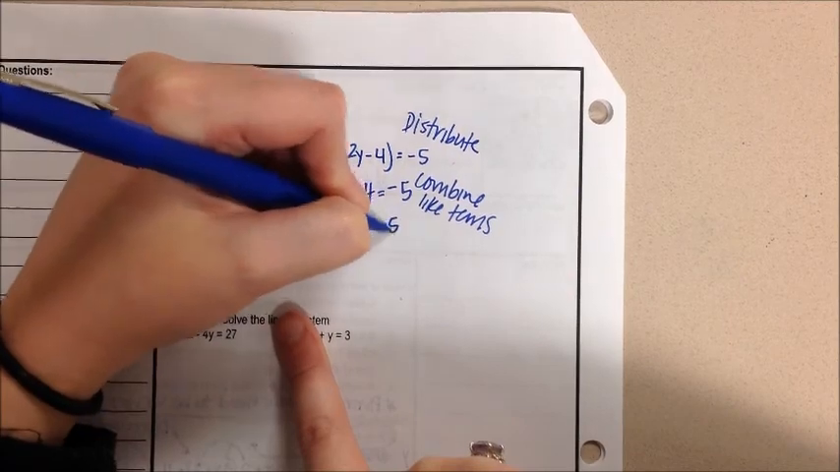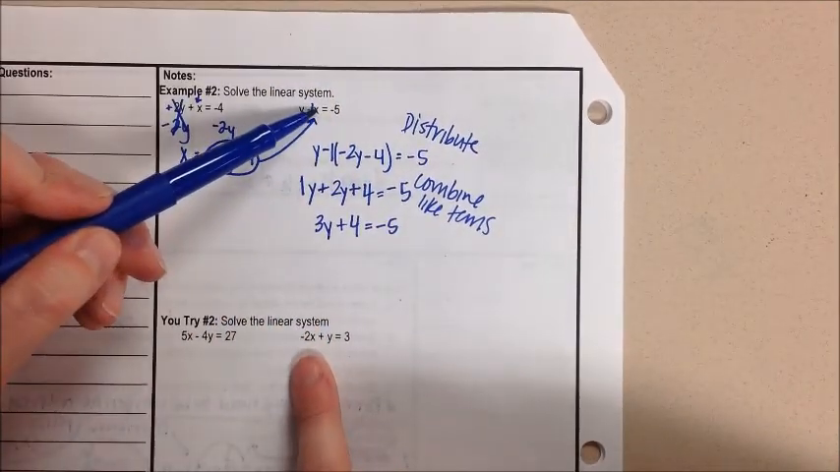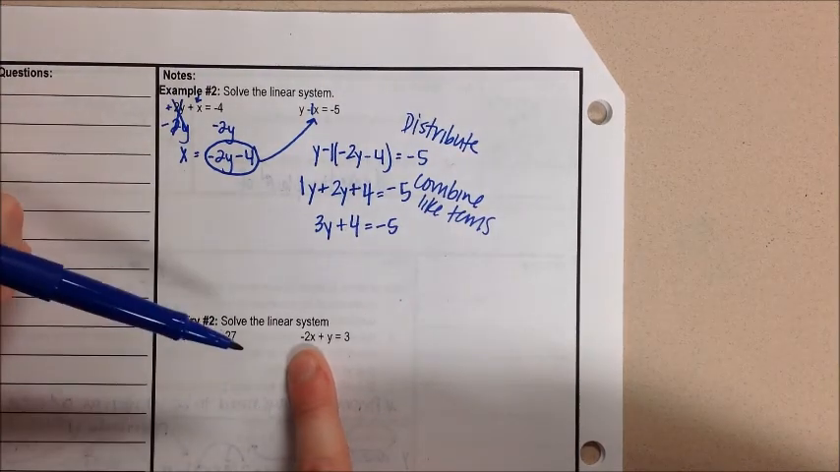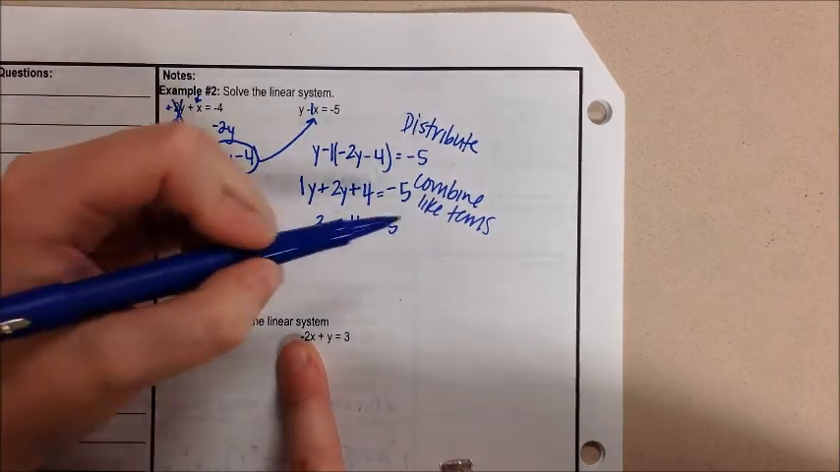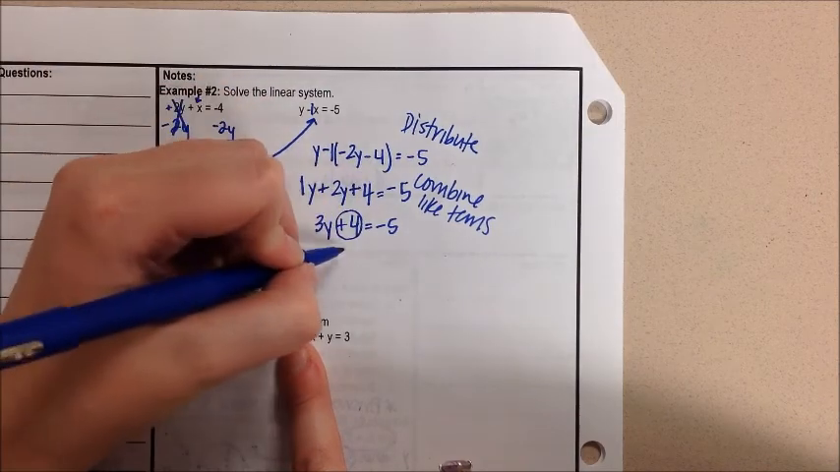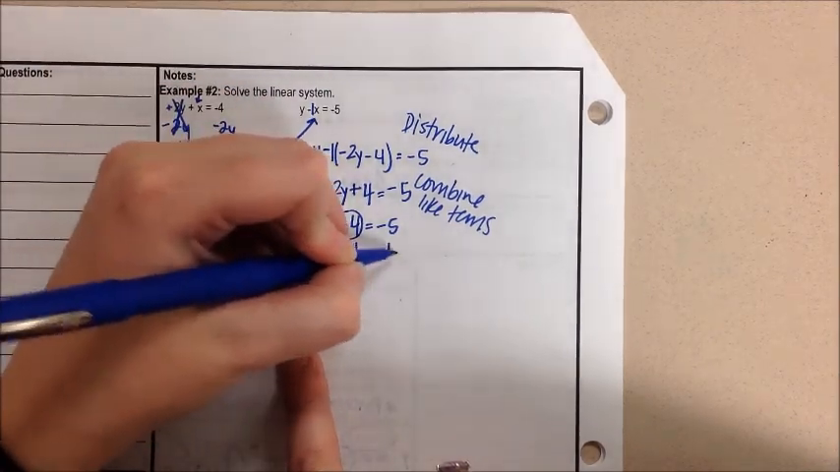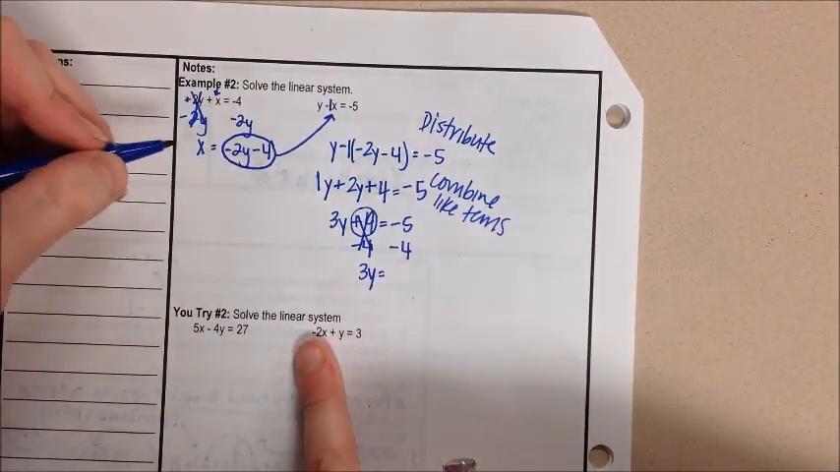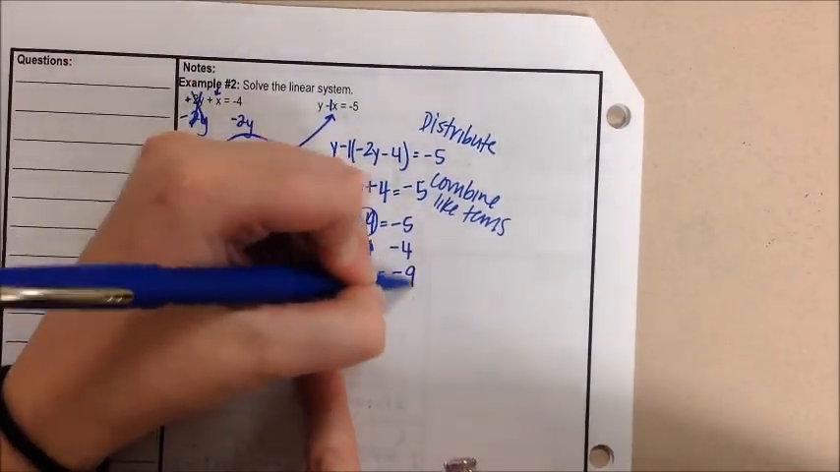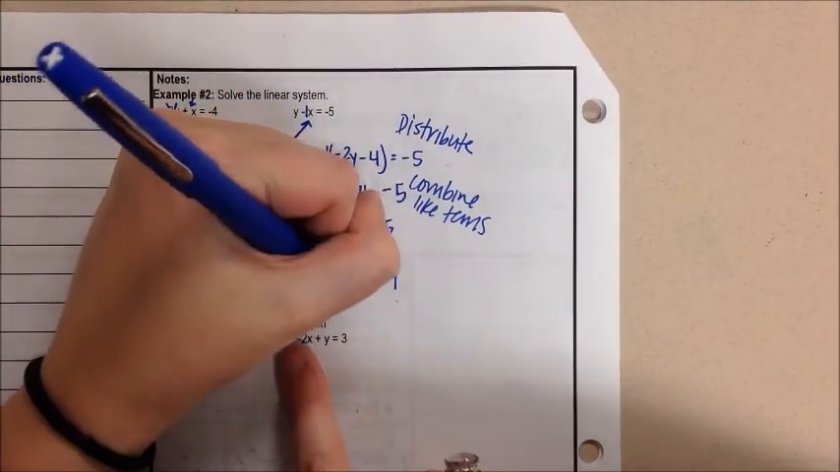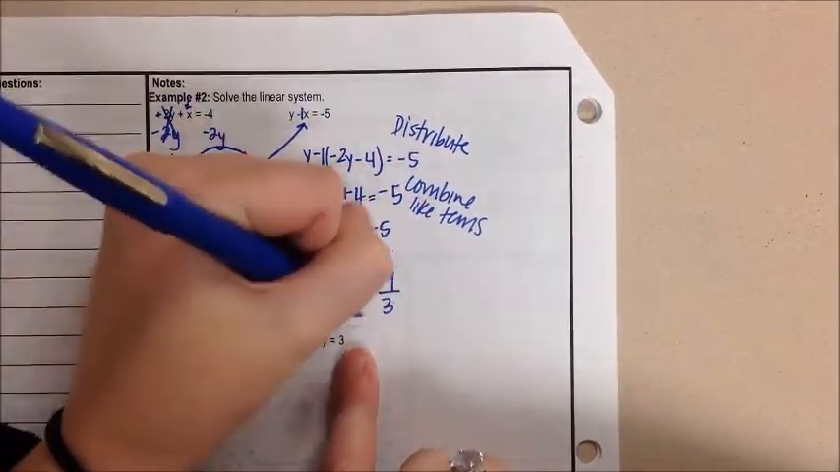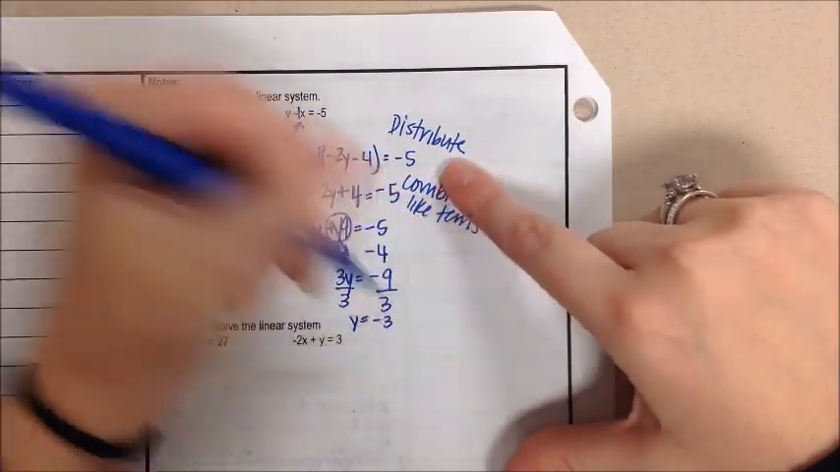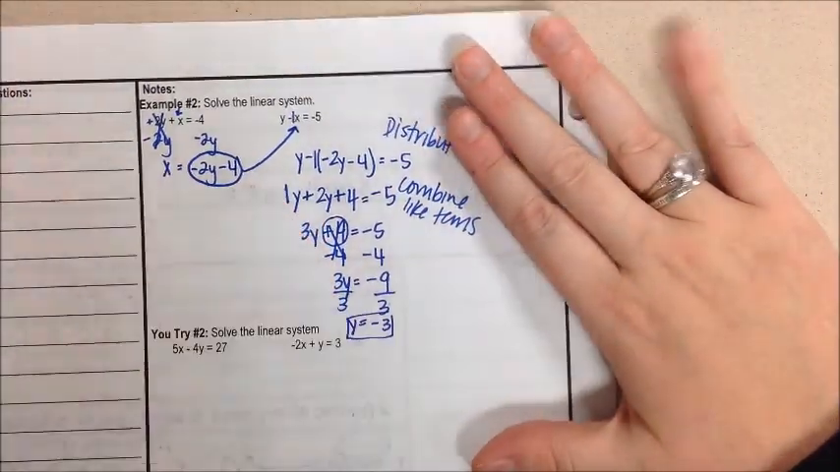Okay, and now I need to solve for y because I plugged in for x, solved for y. Plug in for one variable, solve for the other variable. So this is being added, so to undo it, take it away, I have to subtract. So that goes away, and then I have 3y equals negative 5 minus 4, which is negative 9. And then to solve for y, I divide by 3. So y equals negative 9 divided by 3, which is negative 3. Okay, so there's my y value.